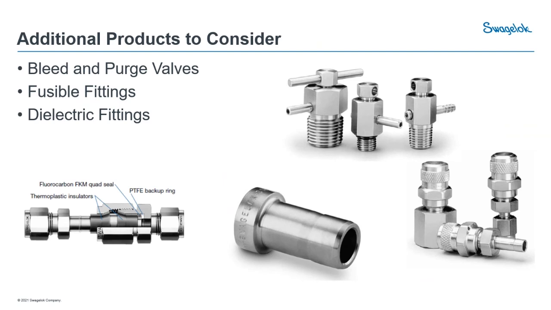Another item could be a fusible fitting. You see there in that center picture on your screen. Those are used in fire protection, or not in pressure protection, but in temperature protection for overheating of your system. And then a dielectric fitting you see on the left-hand side of your screen. Those are for electrical current protection. Helps you protect sensitive equipment from electrical current that may be present through your system. So again, not an exhaustive list, but some things to consider and think about there.